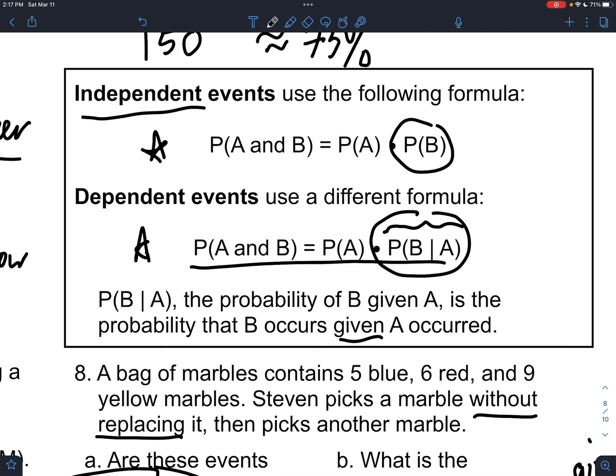Okay? So if the events are independent, they do not have effect on each other, and you just multiply their probabilities. But if they're dependent, you have to do the work and figure out what is that affected probability.